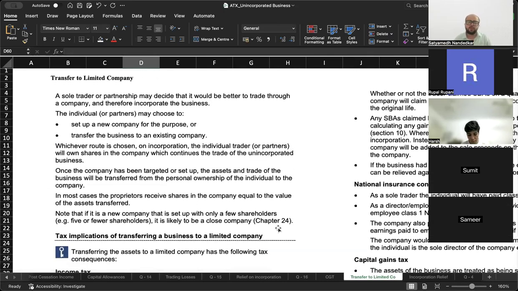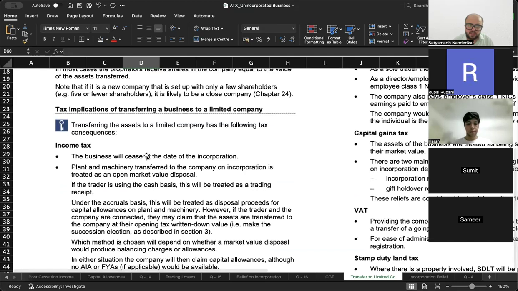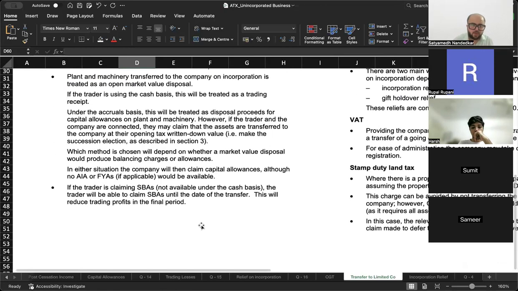A sole trader or partnership may decide that it would be better to trade through a company and therefore incorporate the business. The individual or partners may choose to set up a new company for the purpose or transfer the business to an existing company. The business will cease at the date of incorporation. Plant and machinery transferred to the company on incorporation is treated as an open market value disposal. If the trader is using cash basis, it will be treated as a trading disposal. So basically क्या होगा? Under the accrual basis, this will be treated as disposal proceeds for capital allowances.